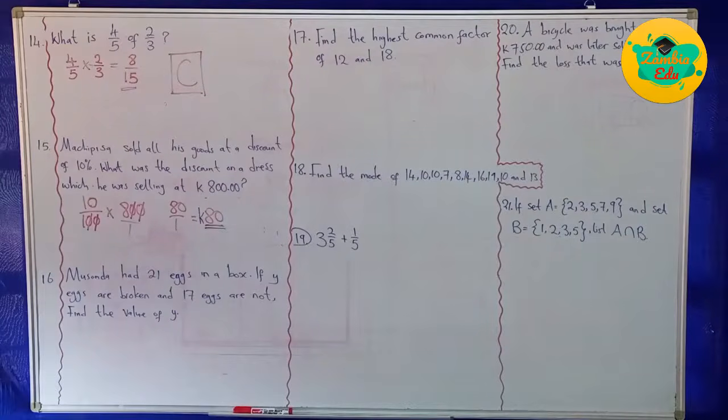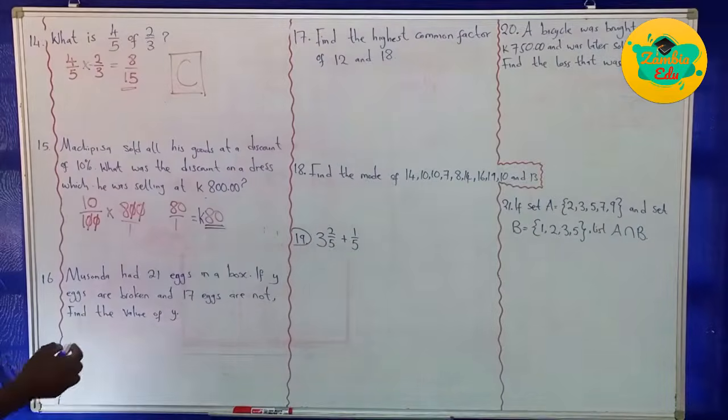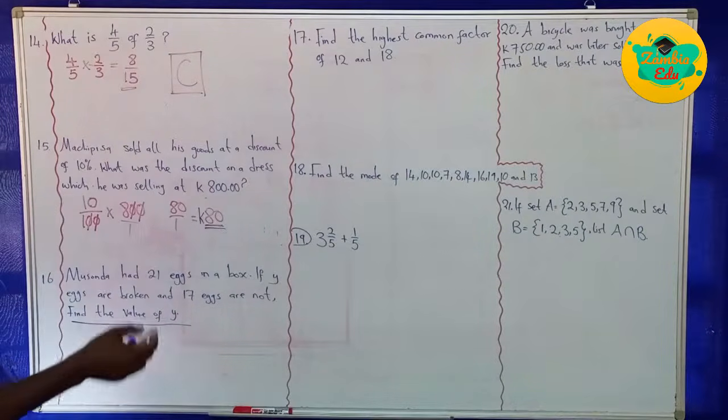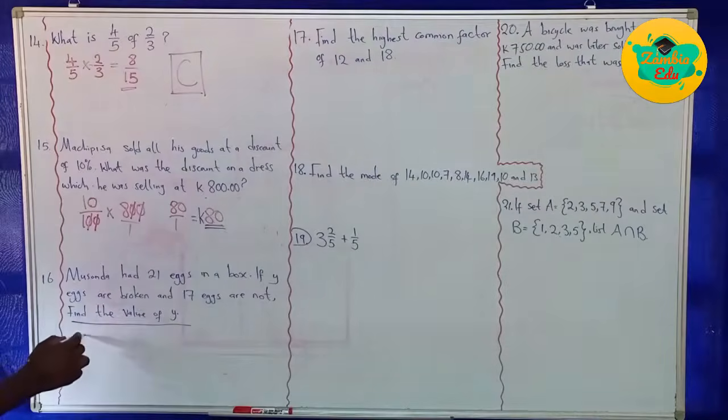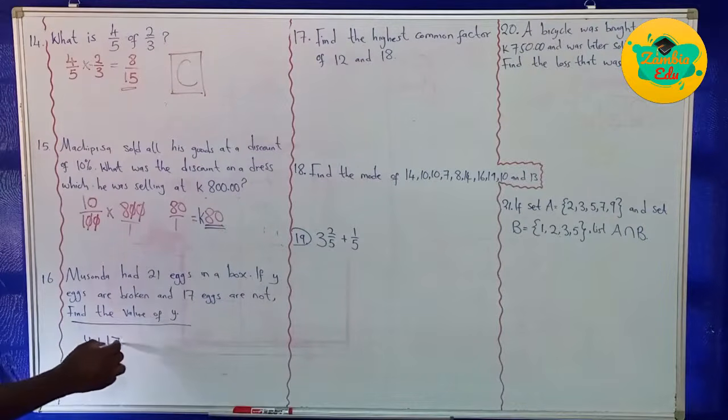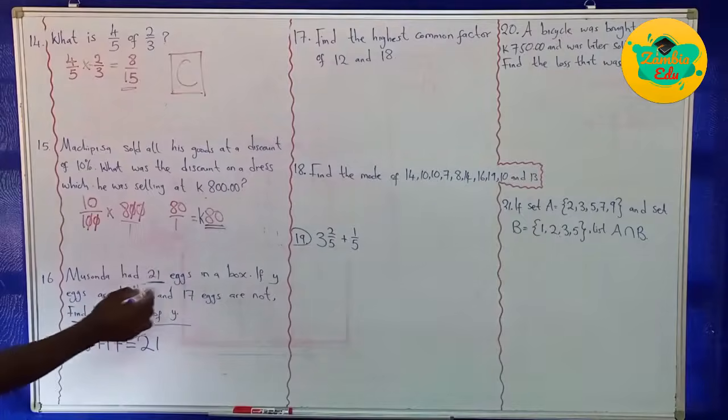Musonda had 21 eggs in a box. If Y eggs are broken and 17 eggs are not, find the value of Y. So there we have been told that Musonda had 21 eggs in a box. That was the total. So if Y eggs were broken, and 17 eggs were not, then Y eggs plus 17 eggs must be equal to the total number of eggs, which was 21.